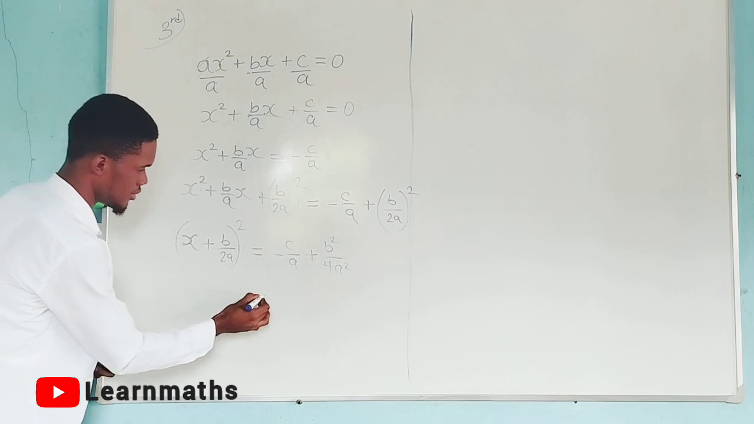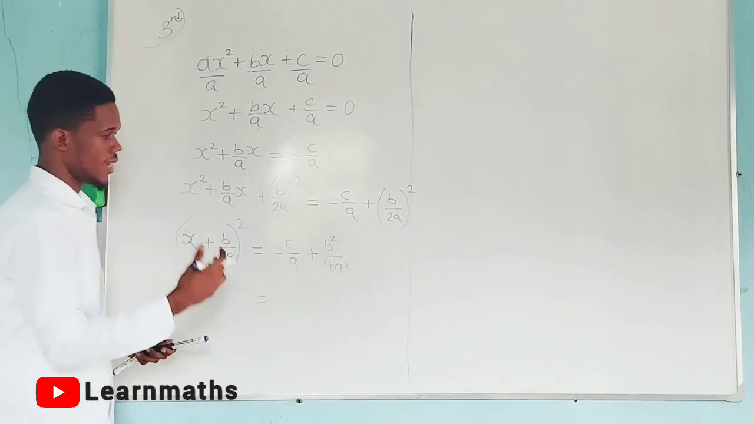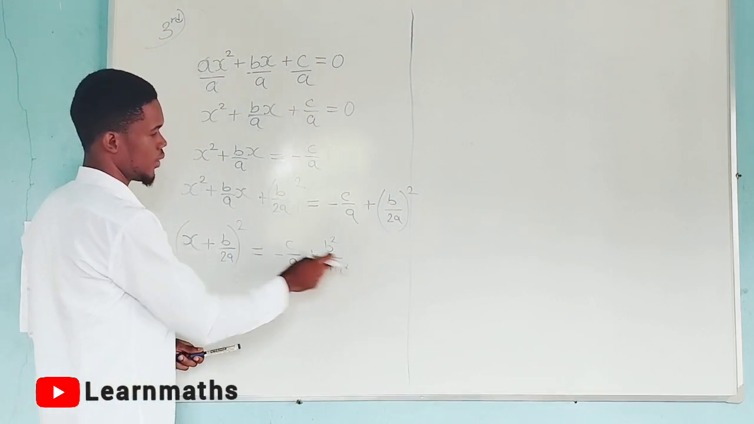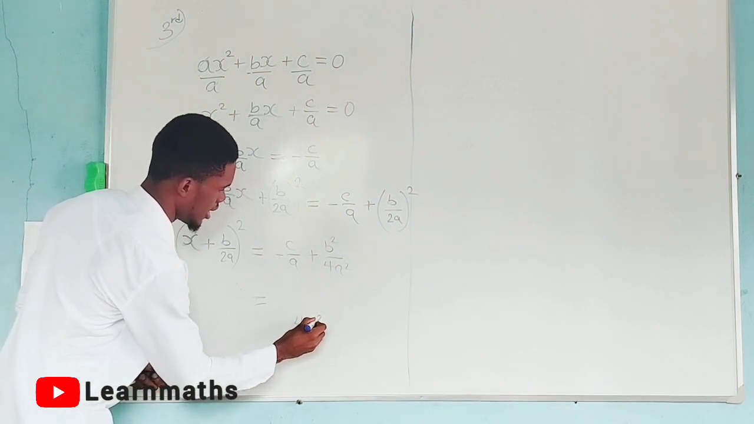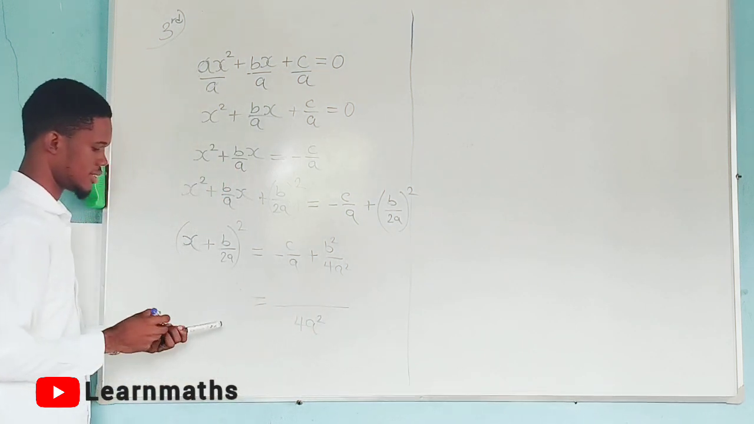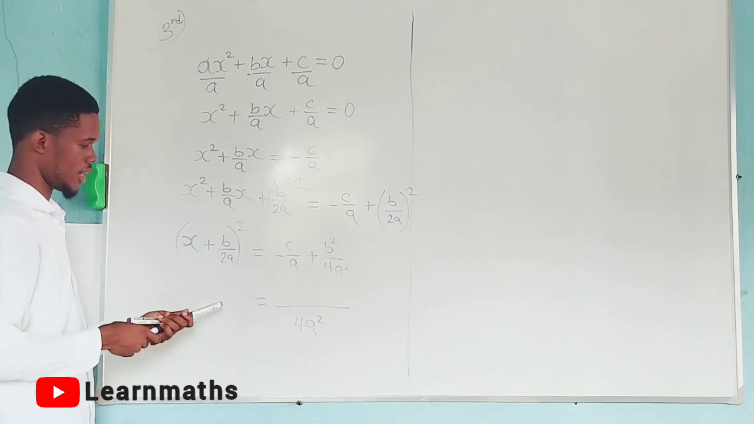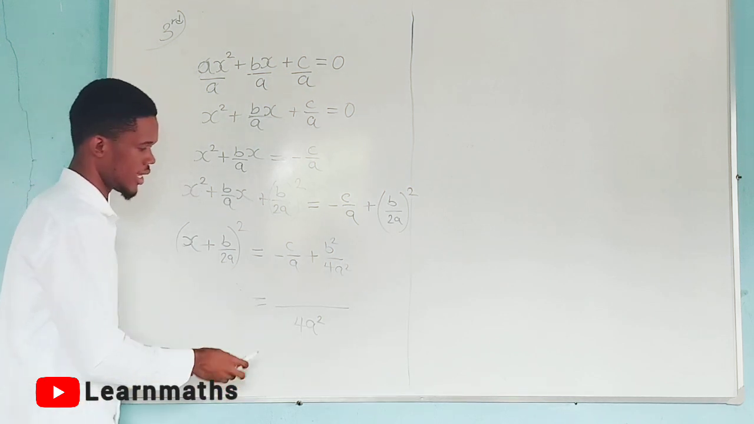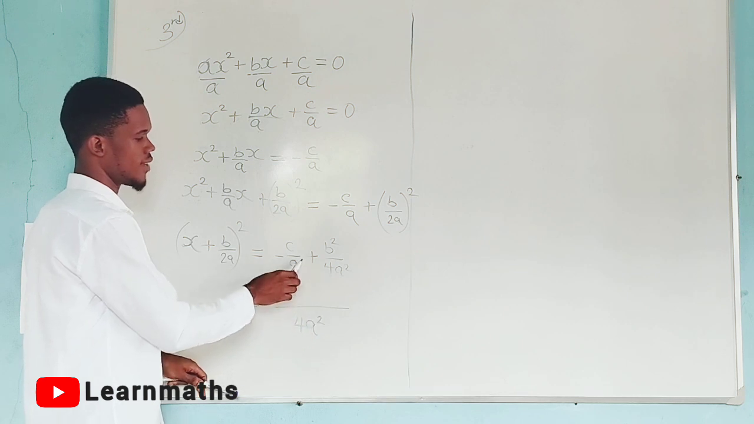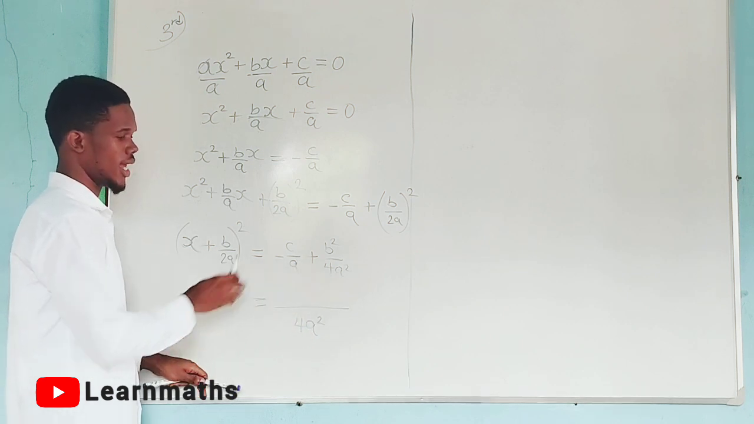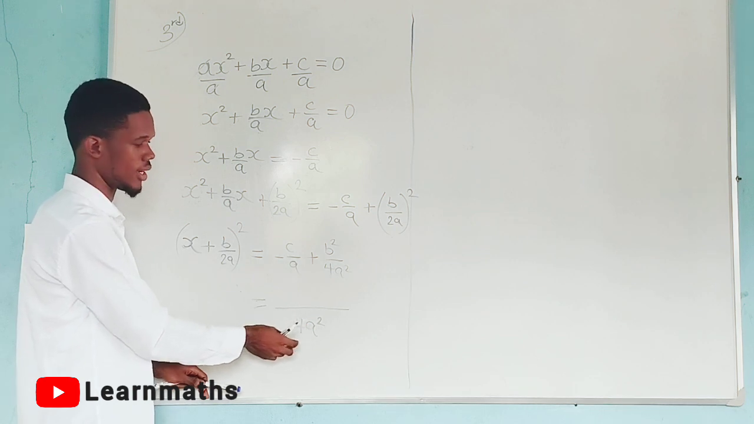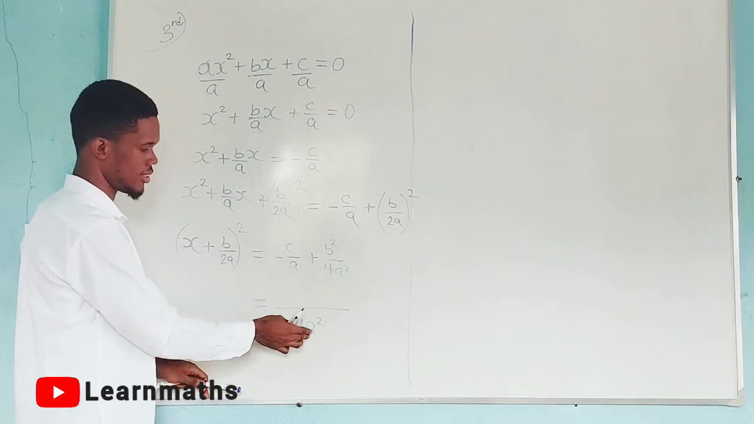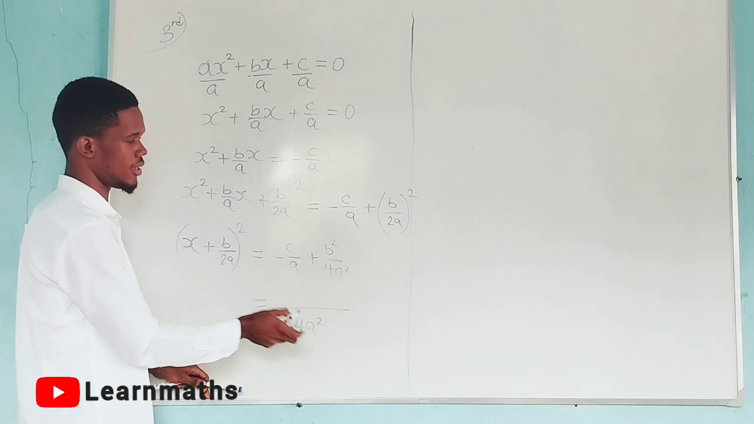Alright, so this is what we're going to have. The LCM of a and 4a squared is 4a squared, right? Now 4a squared divided by a, that's 4a, since one of the a's will be cancelling one of the a's in the a squared. So we're going to have 4 and a, right?